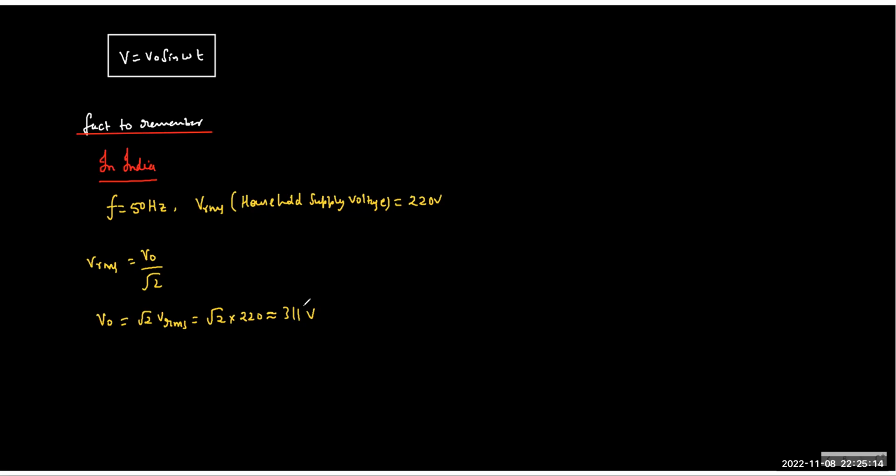DC of 220. Because when you say DC 220, it means it is only DC 220, nothing else. There is no separate RMS value for that. The RMS itself is 220, because if something is constant, then whether you find the average or RMS, all will be the same.